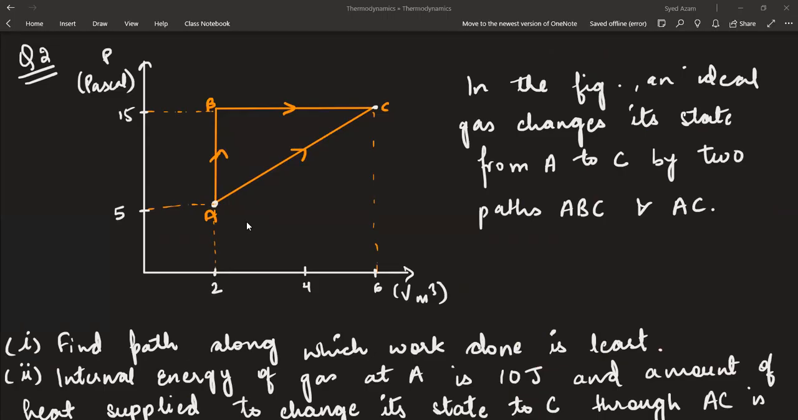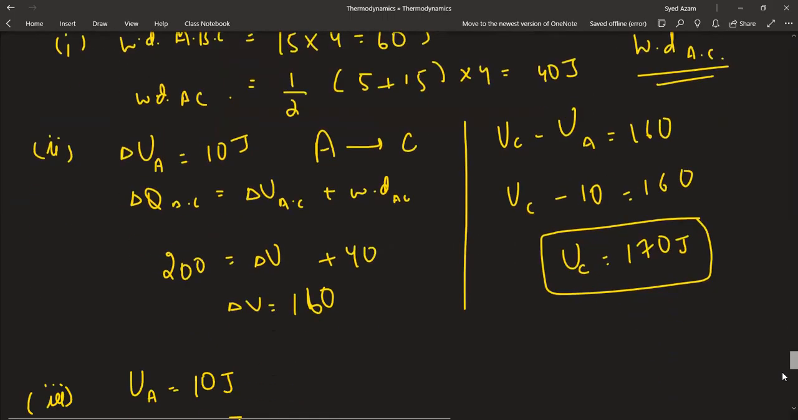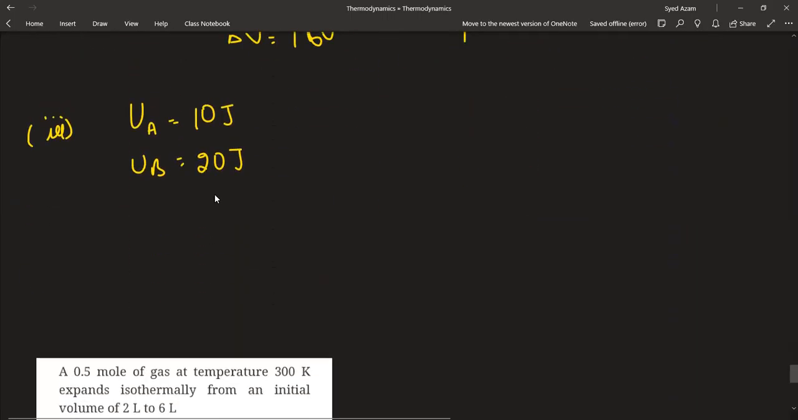Yes, Shaima? Zero. Correct. It is constant. Yes, Rena Benali. Right. This is 0. So work done, there is no need of work done because volume is constant. That's why we have this graph also. So UB is 20. Work done in A to B is 0.